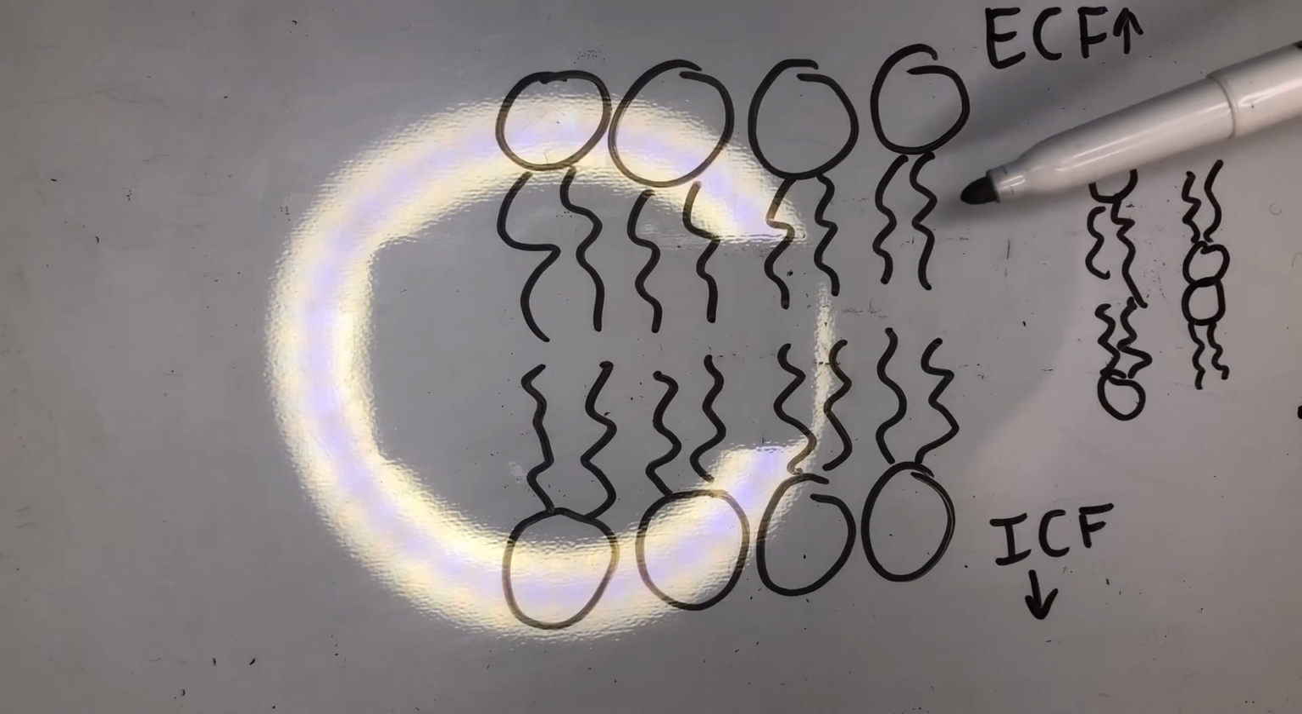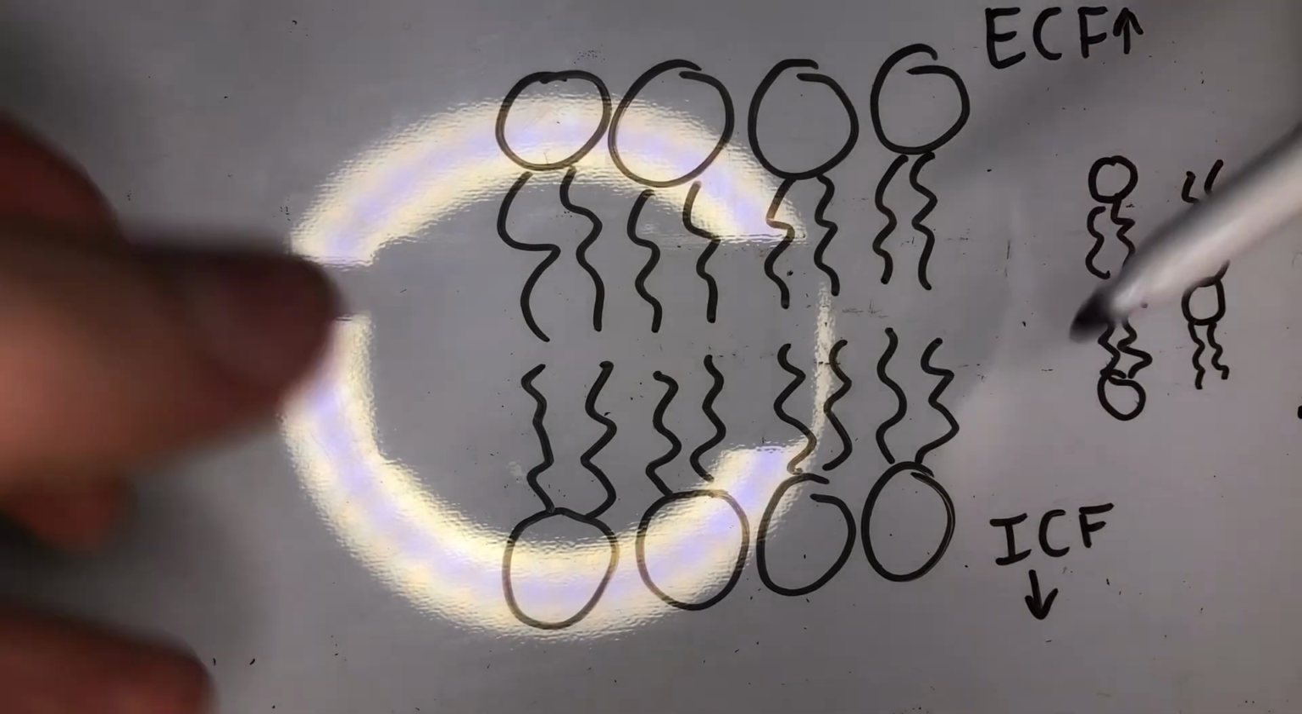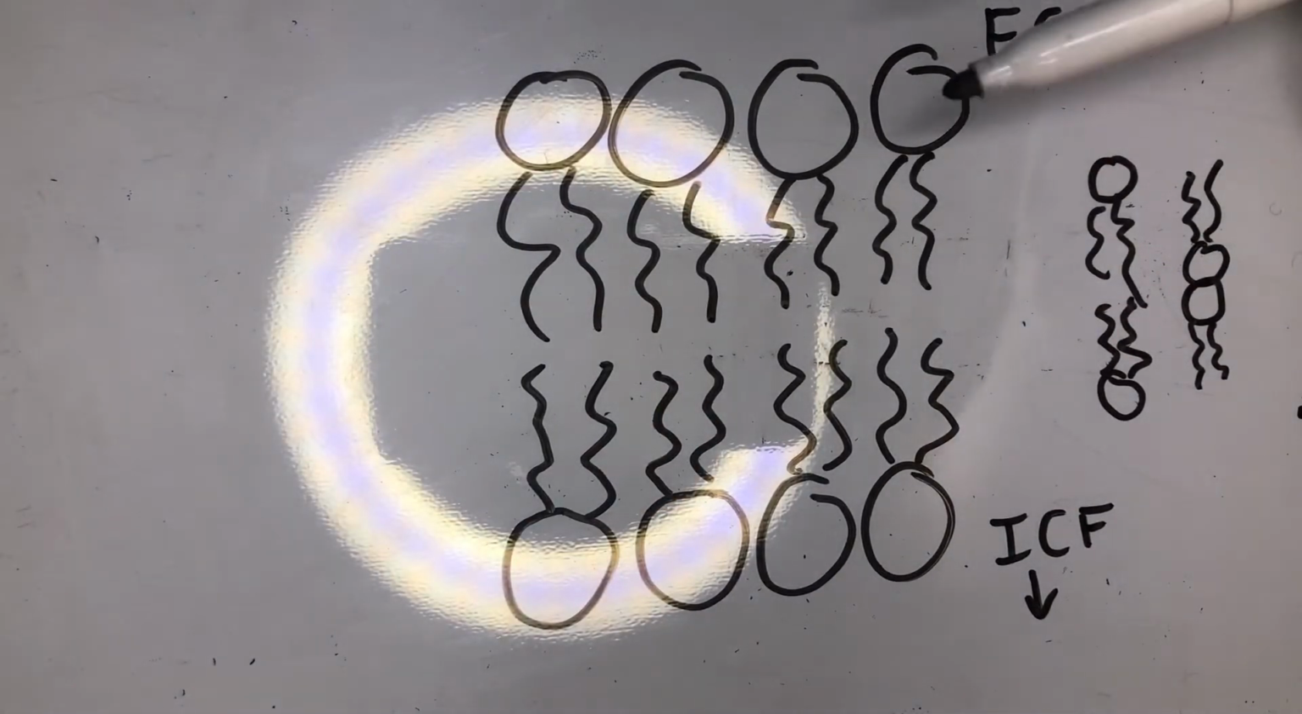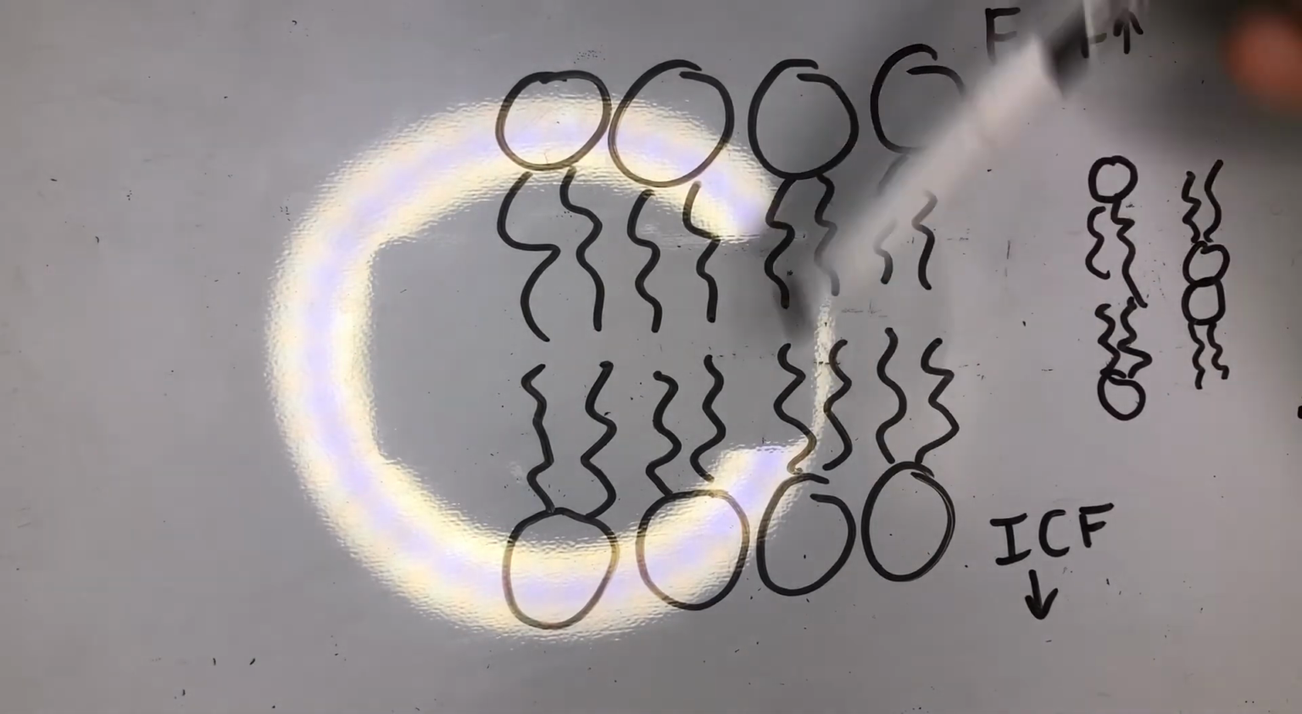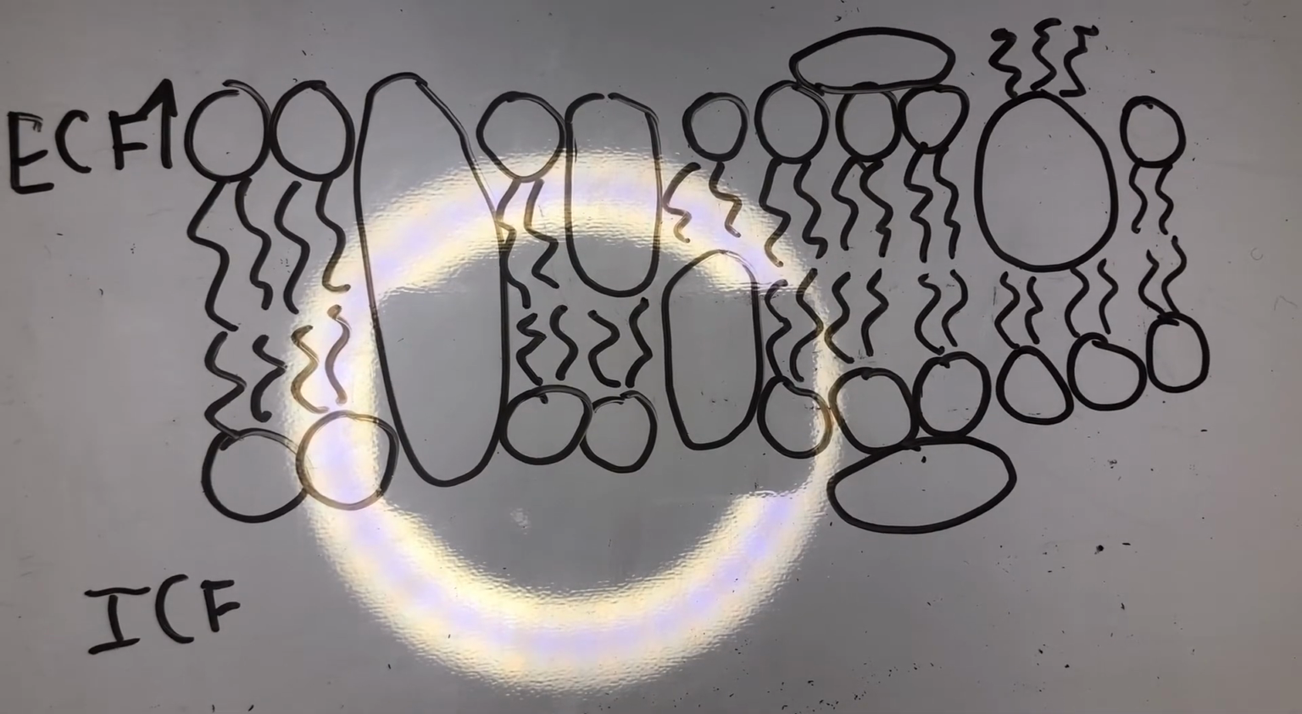The fatty acid tails, on the other hand, which are hydrophobic, are going to want to associate and almost hide in the middle of this membrane. So they're going to associate with one another and basically orient this way. So now let's take a look at what the membrane looks like in total.